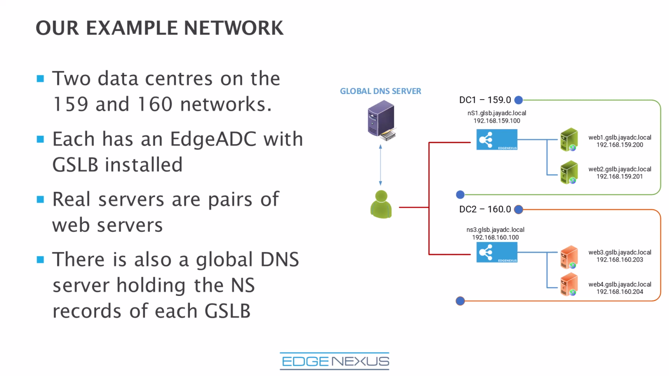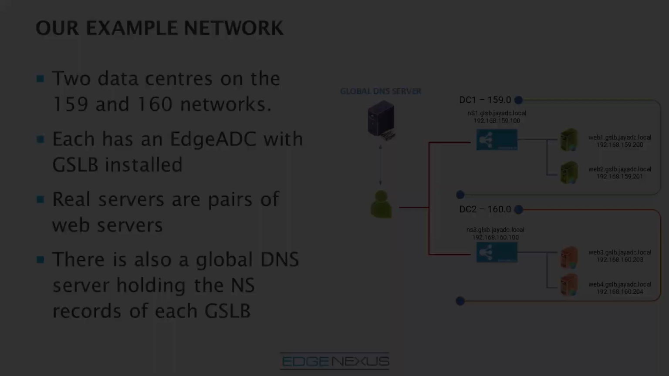The network comprises two data centers, one on the 159 network, with the other on the 160 network. Each DC has an EdgeADC pair with EdgeGSLB installed. Each DC also has a pair of web servers that will serve as the real servers. There is also a global DNS server that is used to hold the NS records and other DNS records.